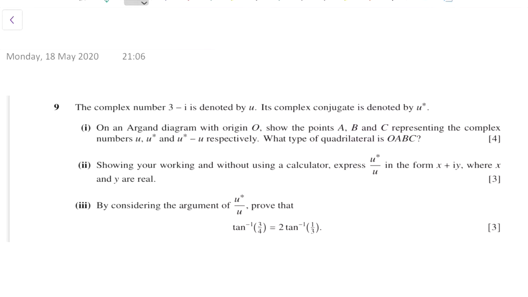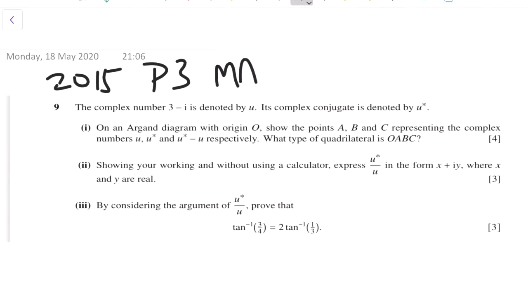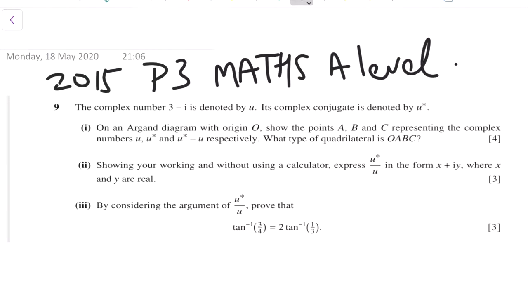So we're going to do question 9 of the 2015 P3 math A-level paper. Okay, so it's a question about complex numbers. This is a very useful topic if you're ever going to go into engineering or physics.